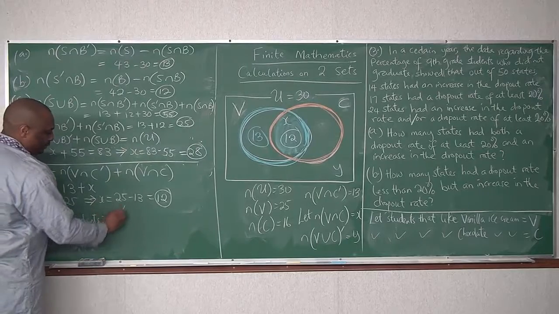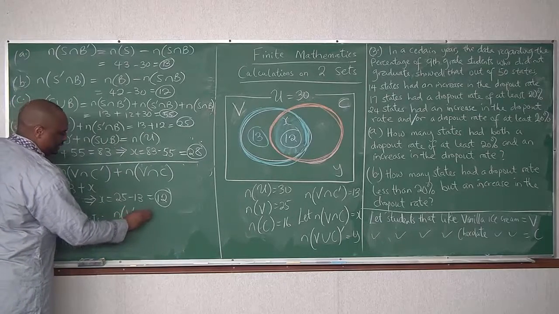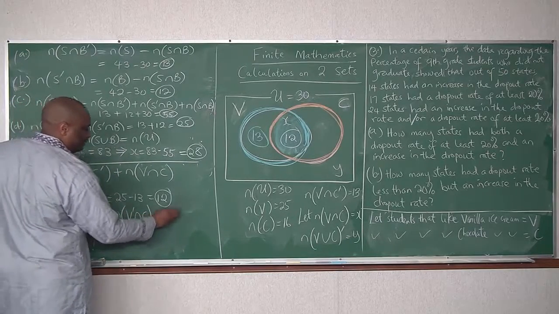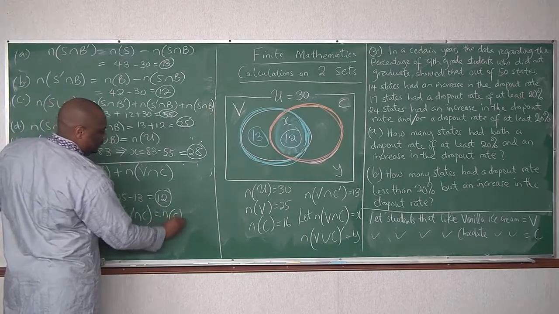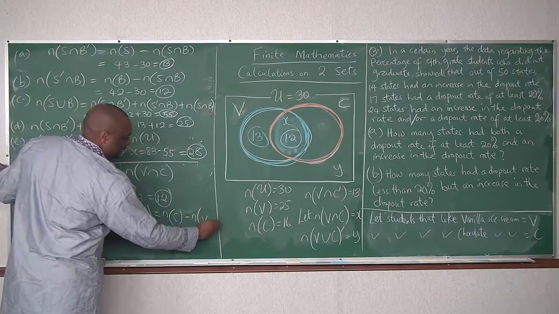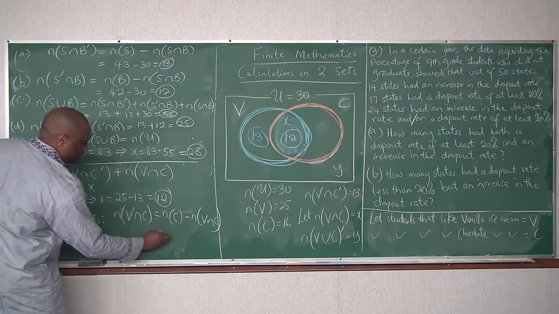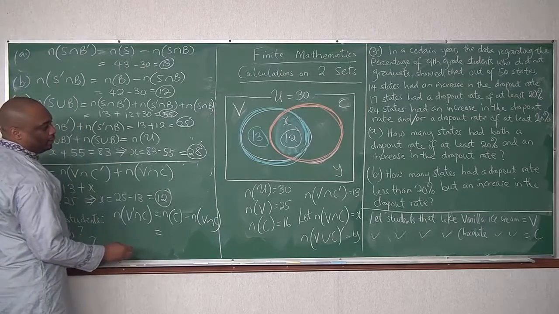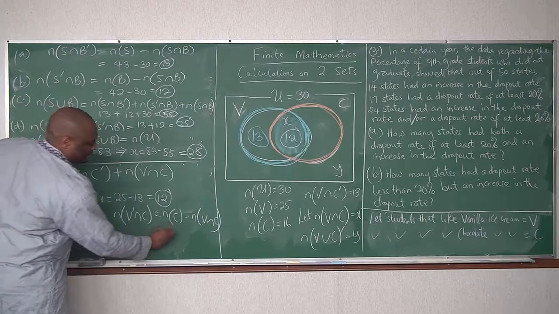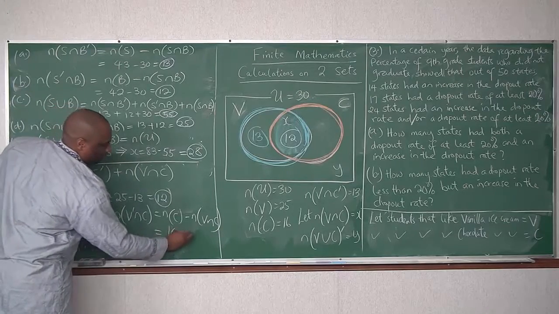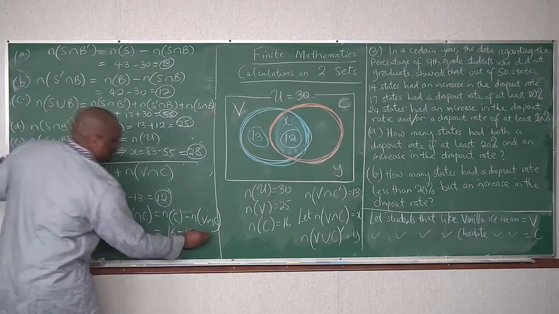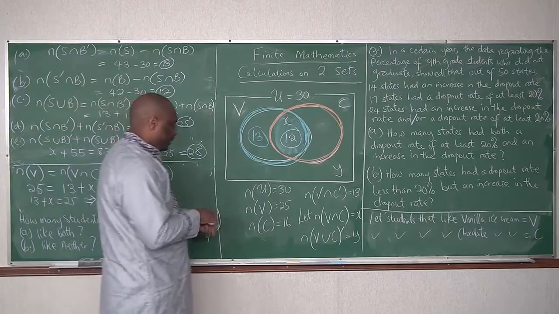The cardinality of vanilla prime intersect C will give us the cardinality of C minus the cardinality of vanilla intersect C. So this gives us 16 minus 12, right? And that is 4. So we got 4 here.